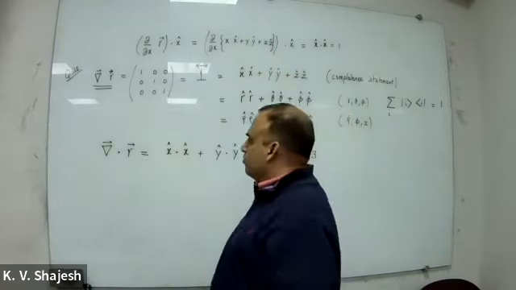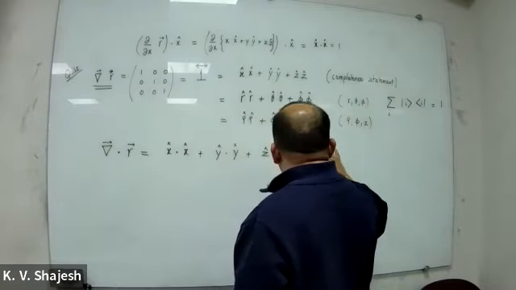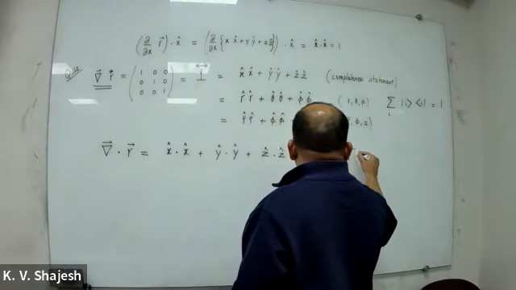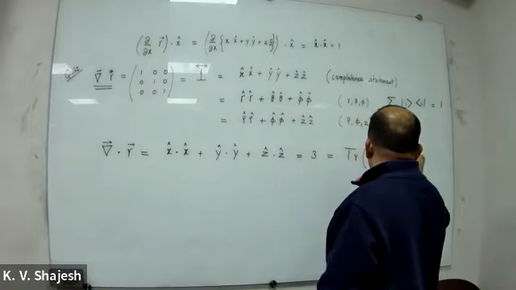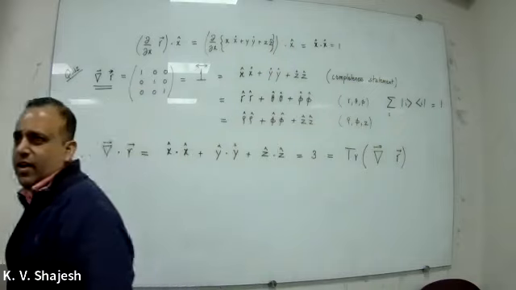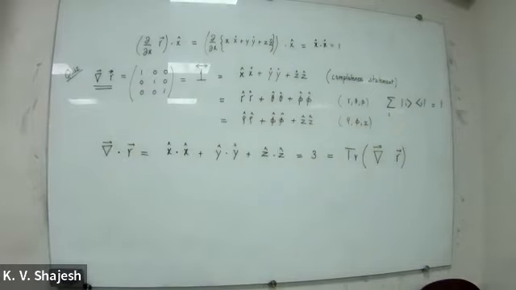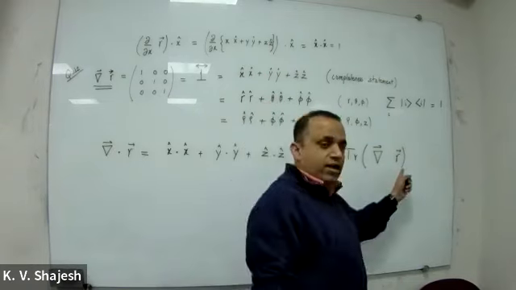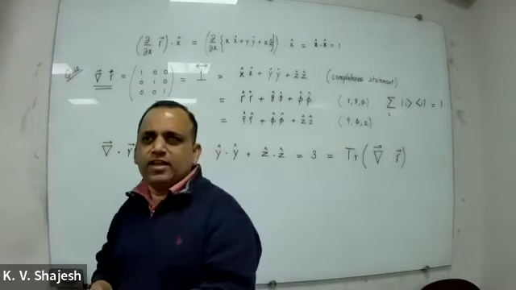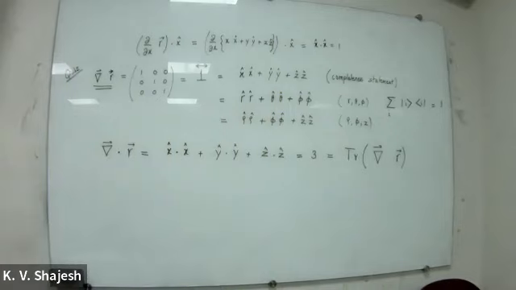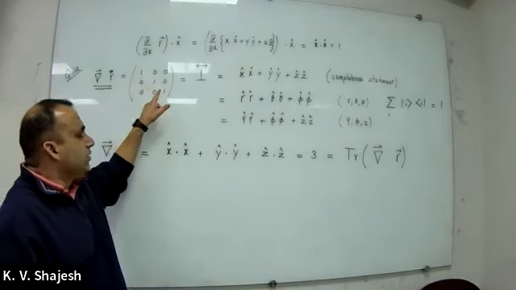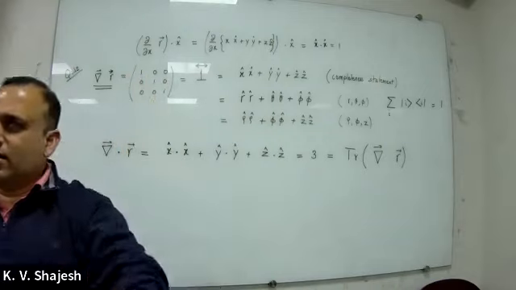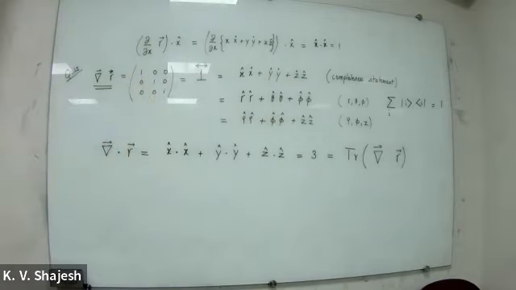Okay. This is also the trace of this unit dyadic. So often we will say this is also equal to the trace of the gradient and the vector r. For that matter, it could have been any vectors a and b. The trace of the dyadic constructed using a and b will be a dotted with b, or the sum of the diagonal elements a1 b1, a2 b2, and a3 b3. That's what it would mean.